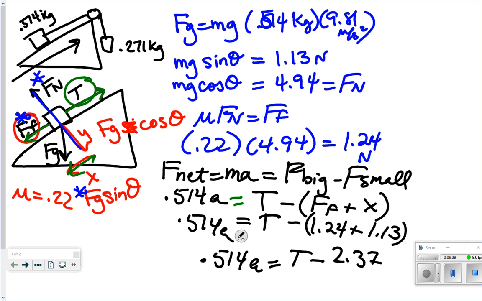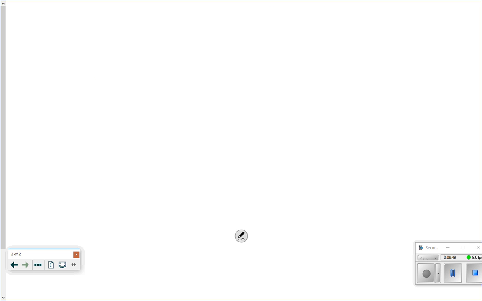Now that may not seem satisfying because I still don't know A and I still don't know T, but there's the second piece we haven't even considered yet. Okay, so this is a really important equation. This is our first equation. Our second equation is about the hanging mass. All right, so this was the one that was going down toward the floor, right? And it had a mass of 0.271 kilograms.